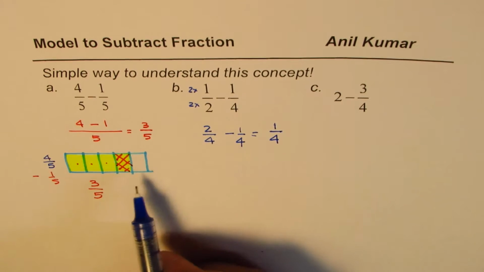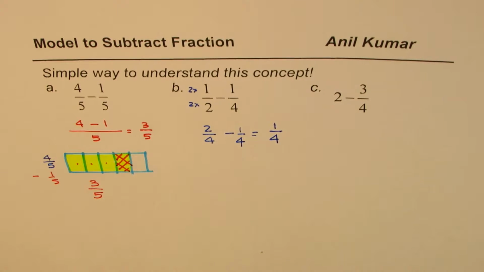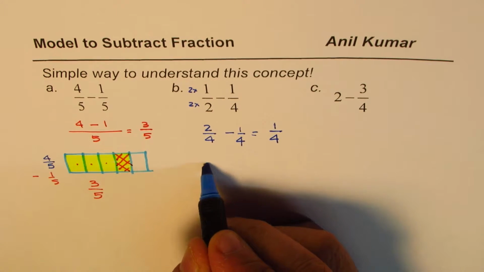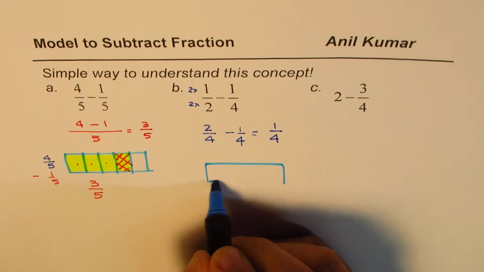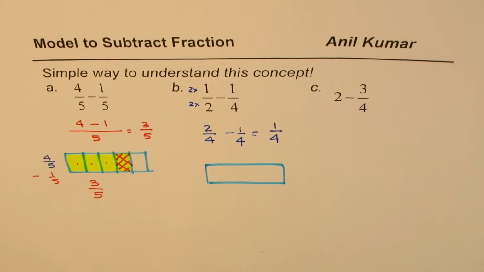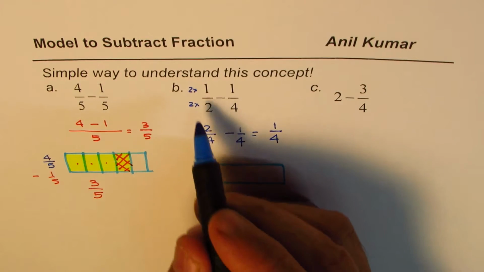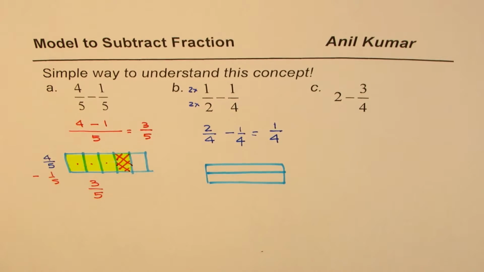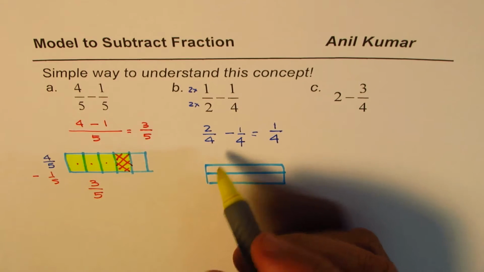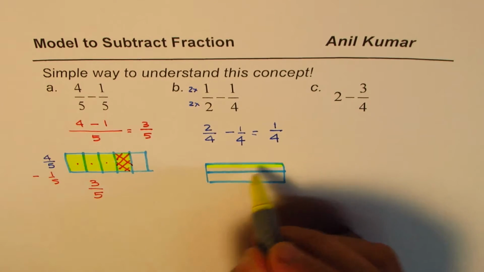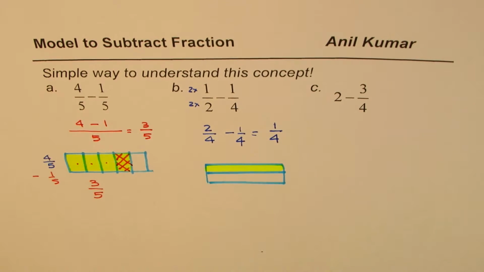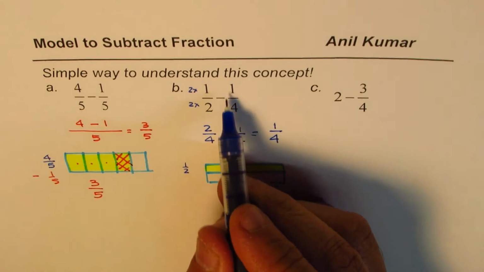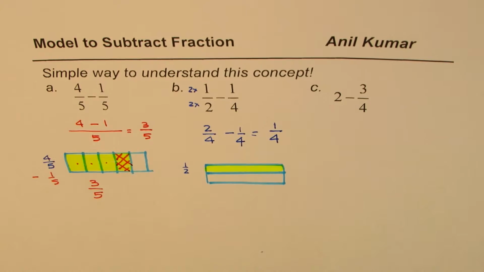Now let me show you with the help of our model. We'll again make a rectangle, right? And in this rectangle, we want to represent half. So I'll cut it in half like this and shade 1. So this becomes half, right? This is 1 out of 2. That is half, right? Now we have to take 1/4 away.